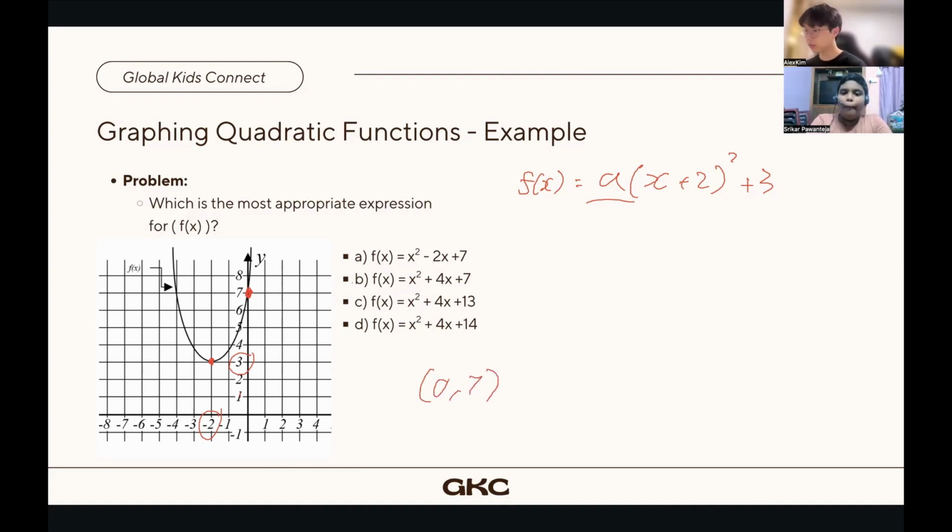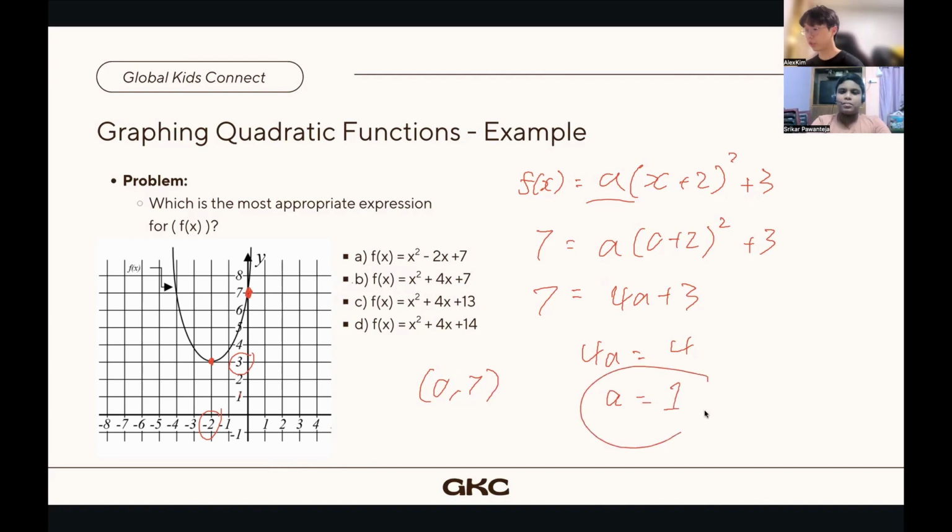And so we can plug this equation into here so that we get 7 equals a(0 plus 2) squared plus 3. And so this will equal 0 plus 2 is just 2. If we square that, we get 4a plus 3. And so we can move things around to get 4a equals 4 and a equals 1. And so you can also directly find the coefficient itself using another point other than the vertex.